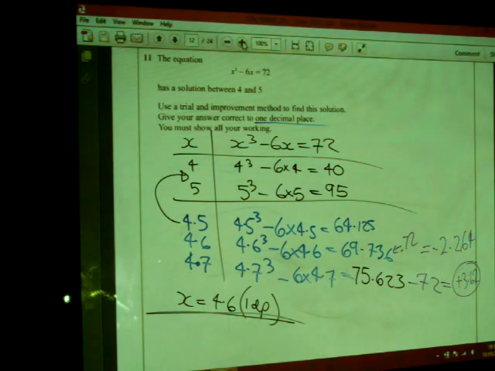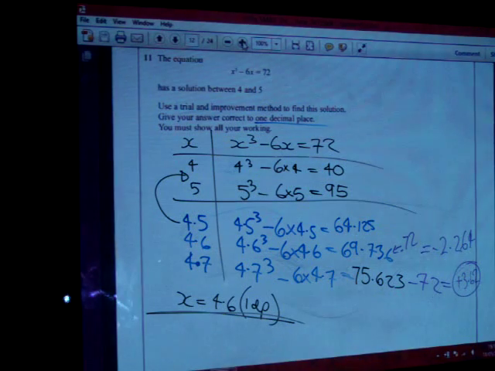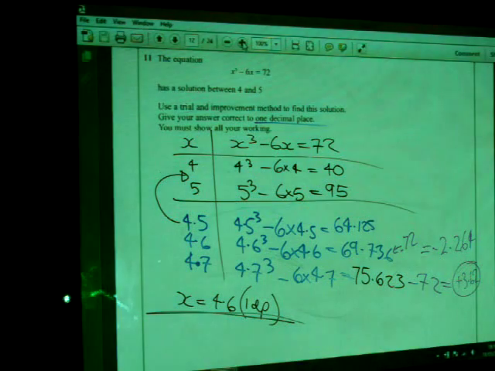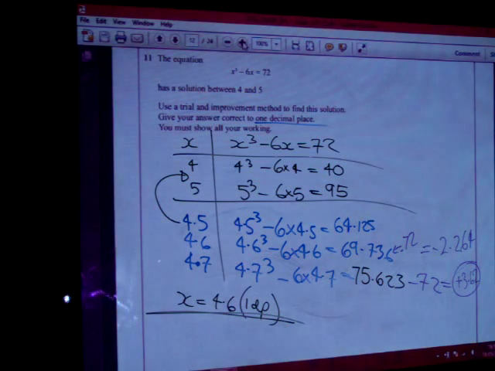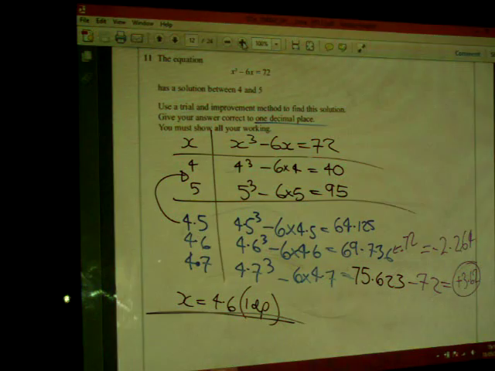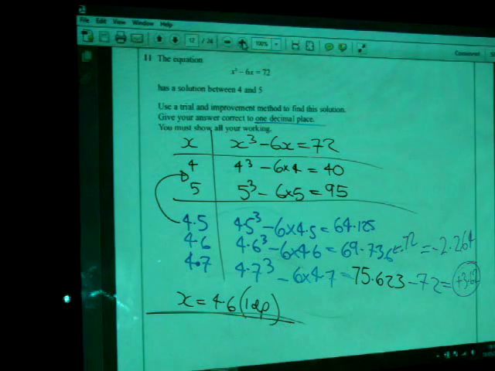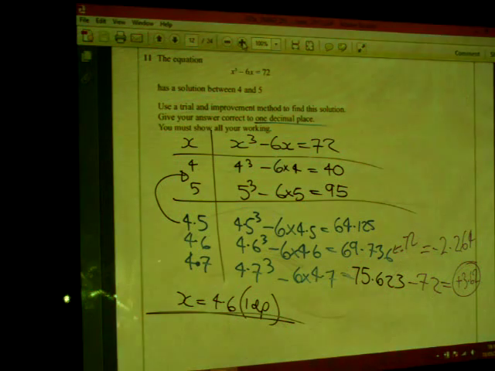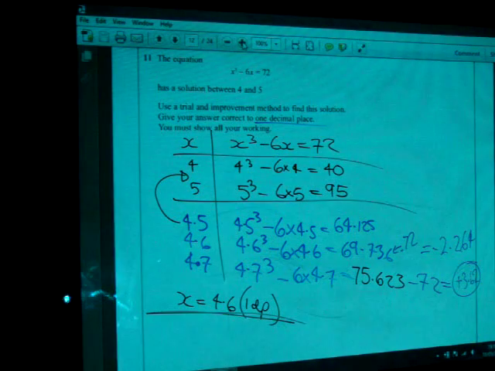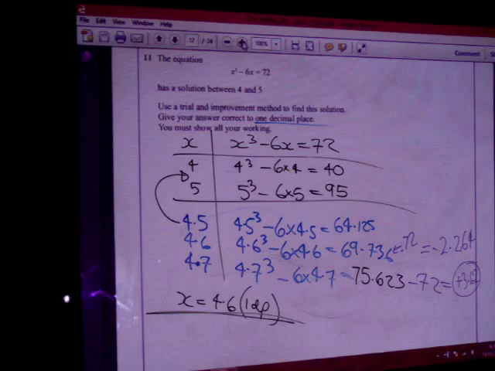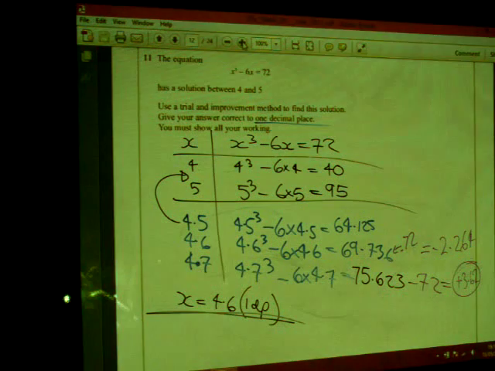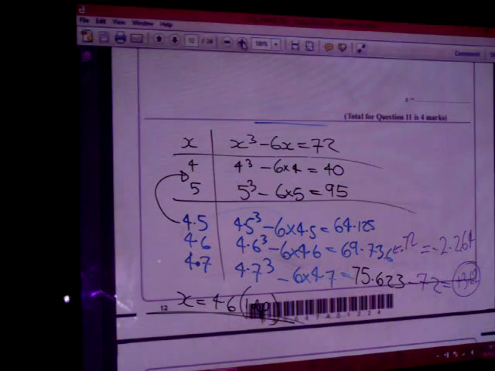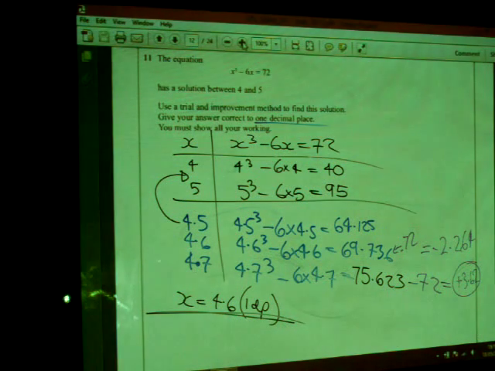Okay, Isa, we got that? So you have to take them away too. Okay, let's have a look at the next question, please. Have you got that done yet? Yeah, wait 2 seconds. Don't move yet.